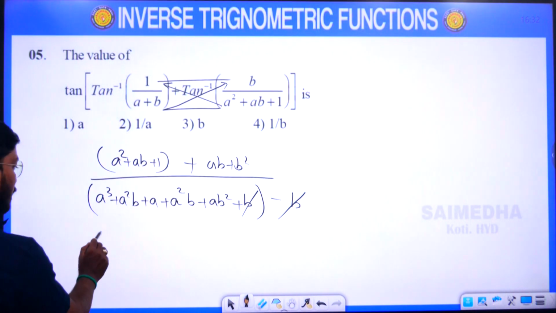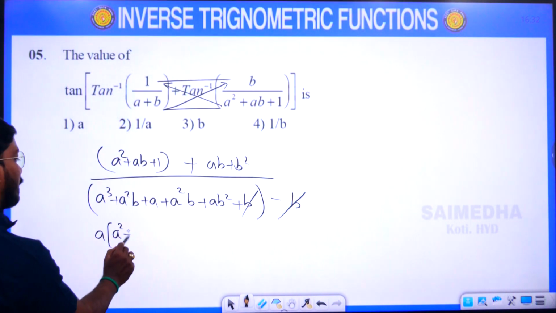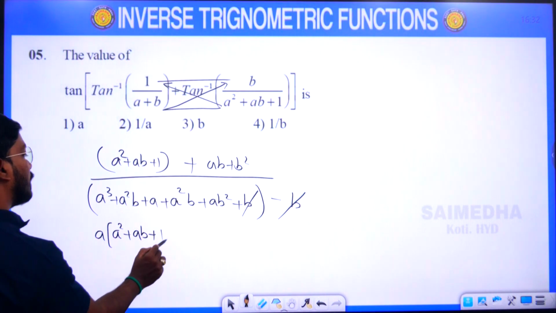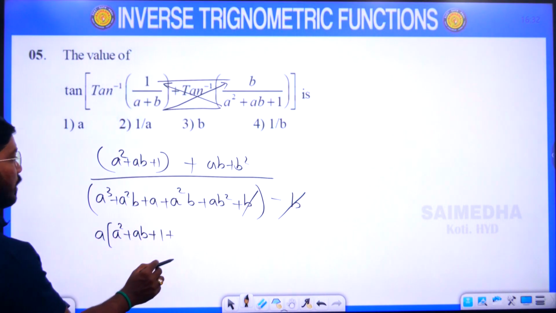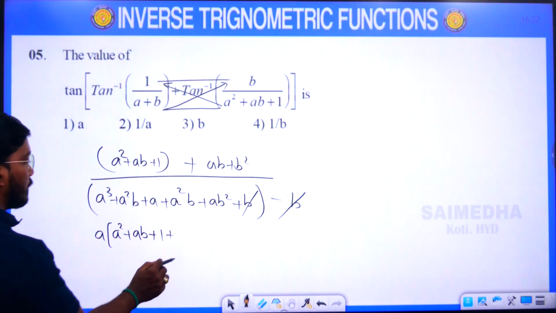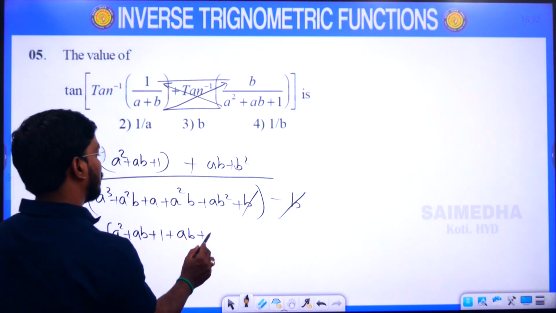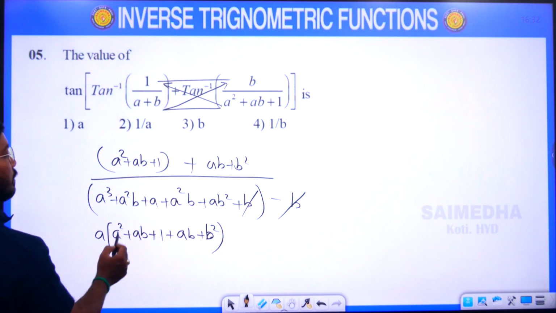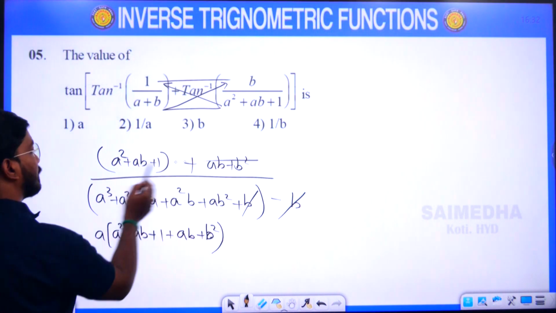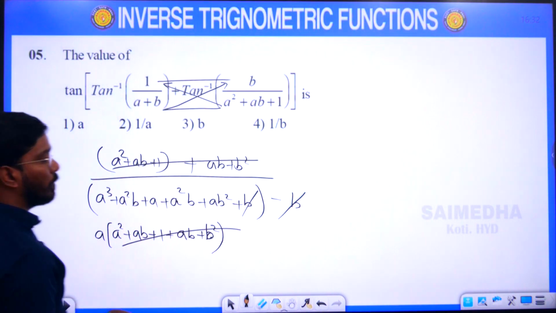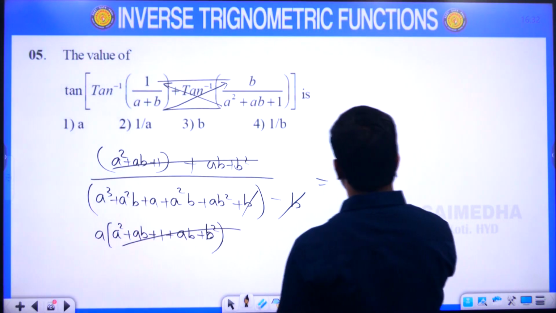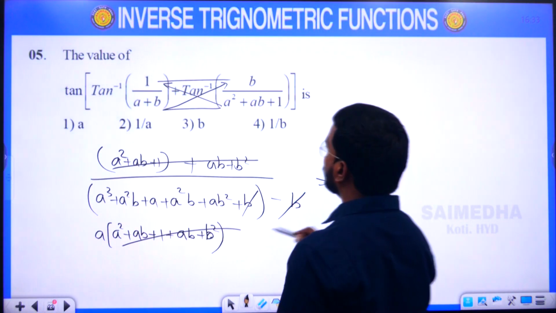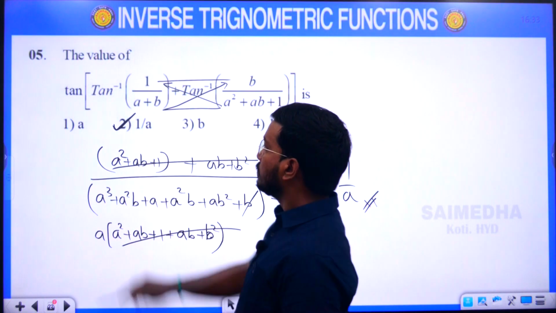If I take the common a, what is it going to get? A square plus a b plus 1. A square plus a b plus 1 plus a b plus b square. So this total term and the numerator term are both the same. This term gets cancelled. What is the left out part? 1 by a. So the correct answer for this question is going to become 1 by a.